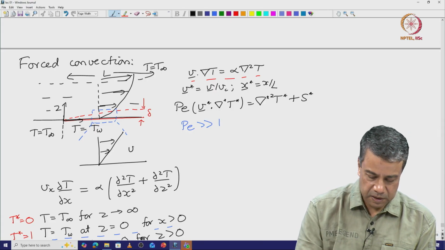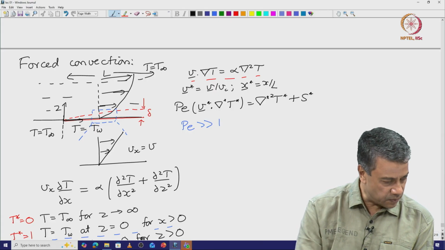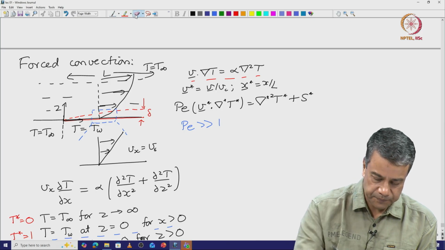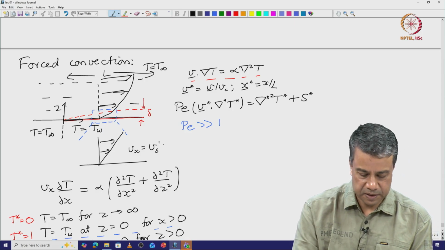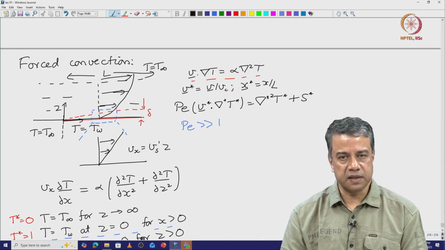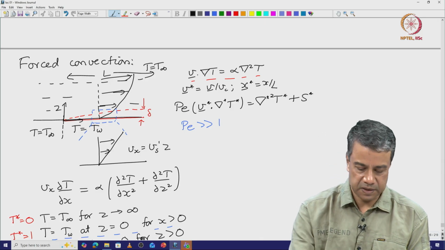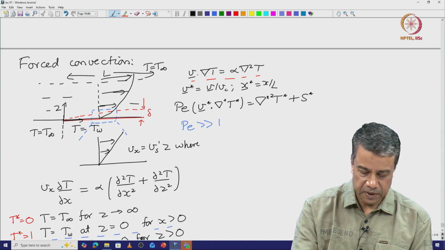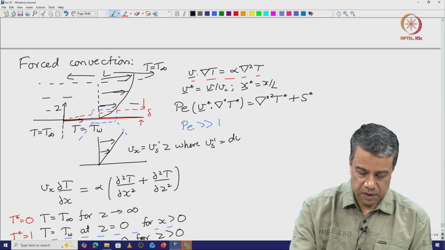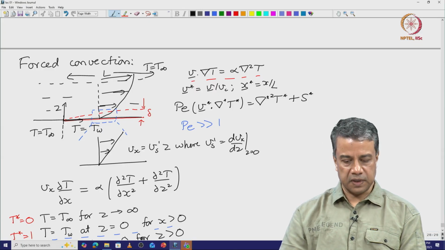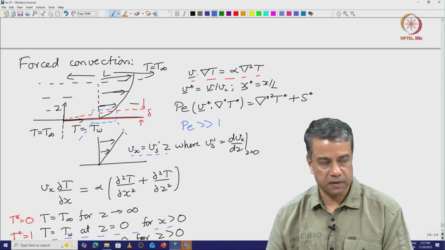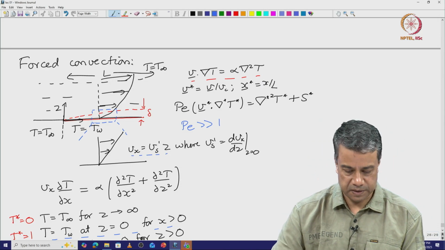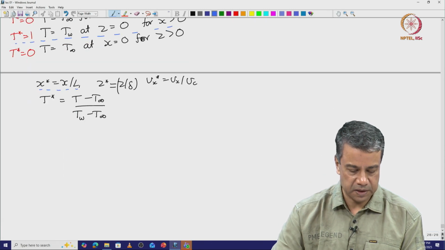Therefore, I can approximate Vx as the slope at the surface, Vs prime, times z. So, velocity is increasing from 0 linearly close to the surface, where Vs prime is equal to dVx by dz, the slope of the velocity profile, the velocity gradient at z equal to 0. So, this has to be our approximation for the streamwise velocity close to the surface.